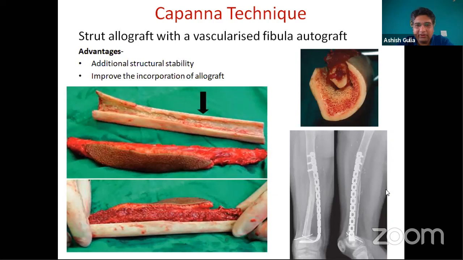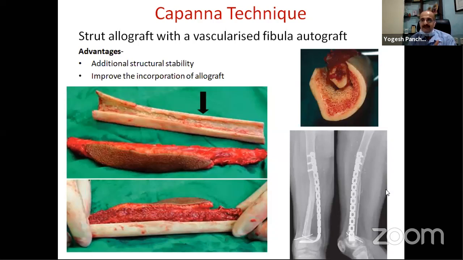So how do you do it? What are the learning points which you have taken from Italy, looking at Capanna himself? So basically, as you rightly pointed out, it's one of the best reconstruction options that is available, which combines the biological as well as the non-biological reconstructive options. It gives immediate structural stability and also adds a vascular bone graft to that reconstruct.